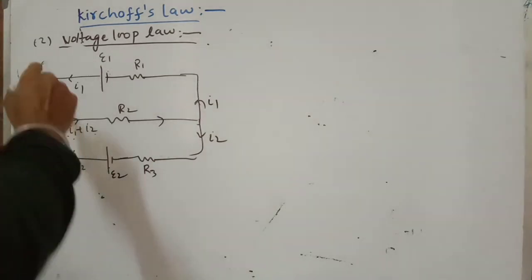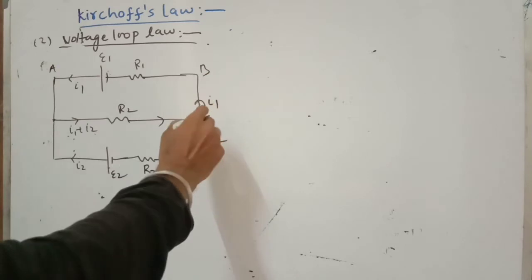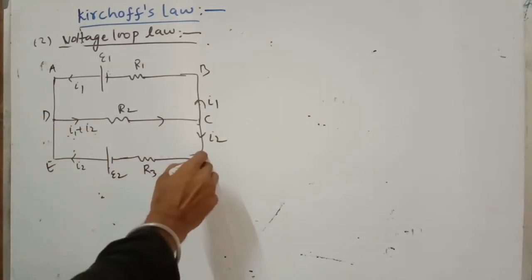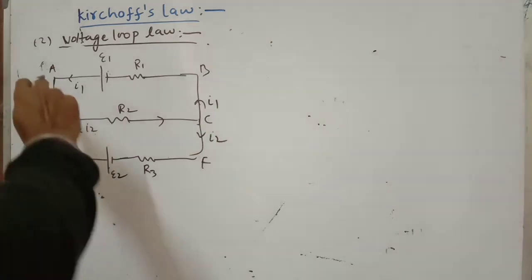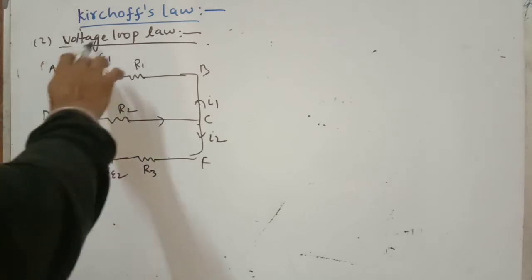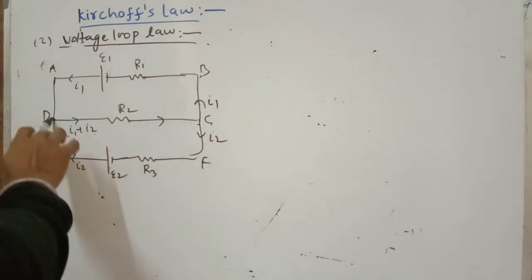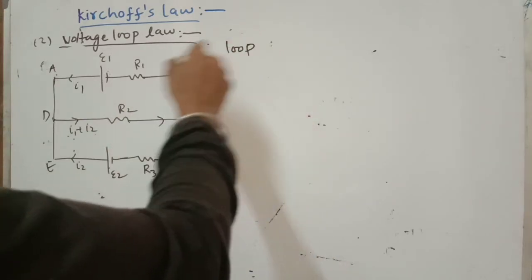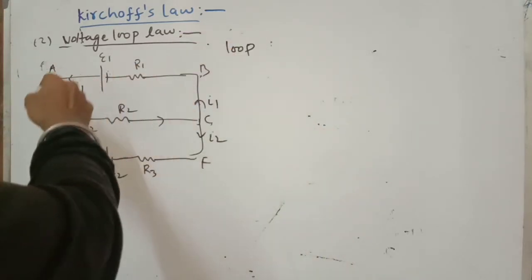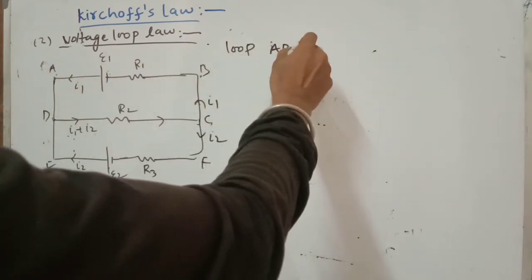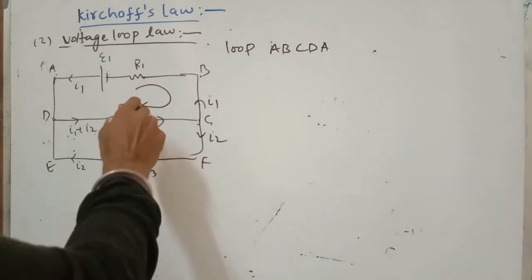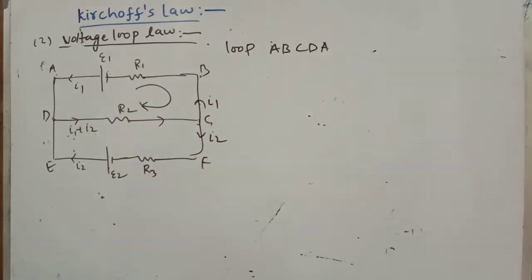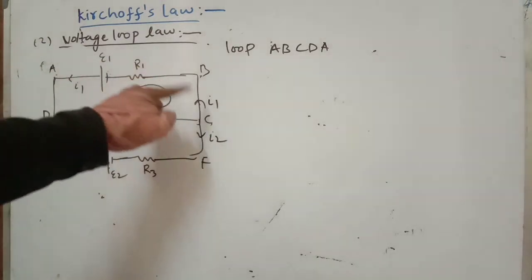Now just name the circuit points A, B, C, D, E, F. According to my statement, first of all consider the loop. Now I am going to write the voltage loop law in the loop A, B, C, D, A. First you write the loop name that you consider. My considered loop direction is this one, clockwise. So now I am going to write the voltage loop law in this loop.